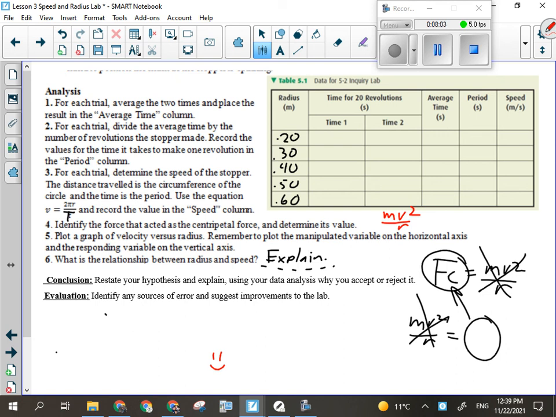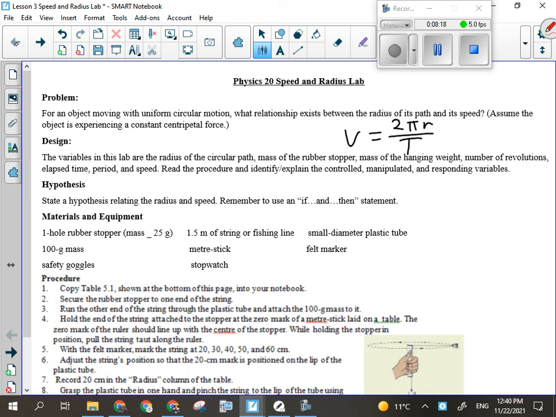Everybody follow there? Okay, and then conclusion, copy paste your hypothesis. Did it work out the way you thought it did? Did we even talk about the hypothesis, or did I skip that? Too many things were going on and I skipped it. And then evaluation, your 2 sources of error. All right, back to the hypothesis.